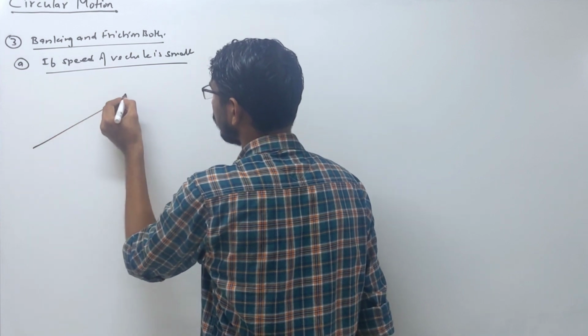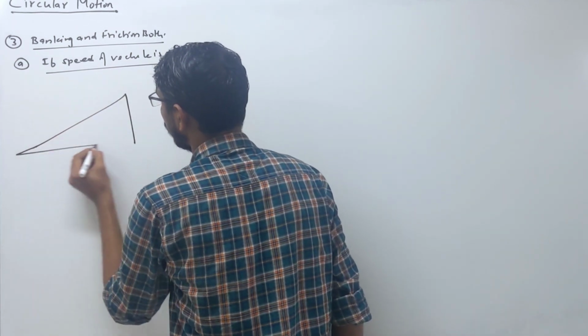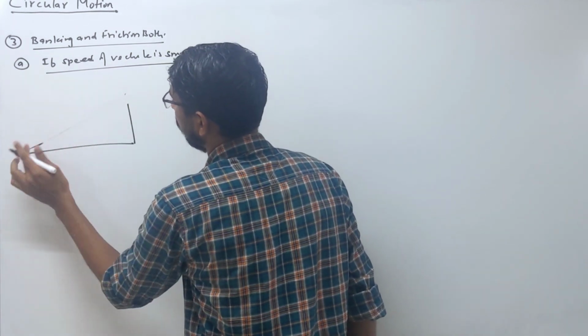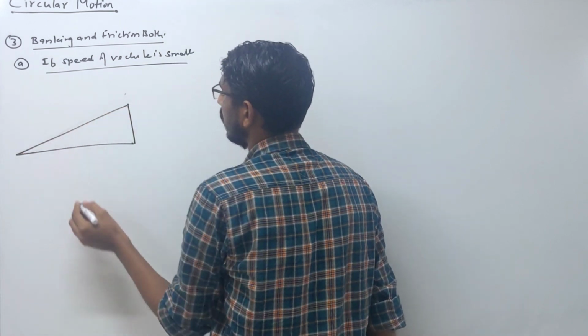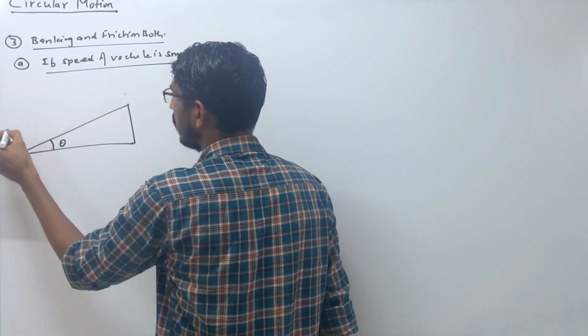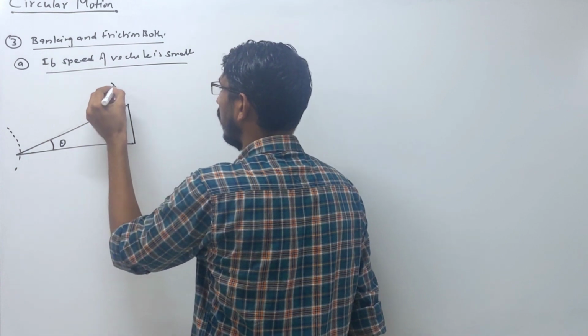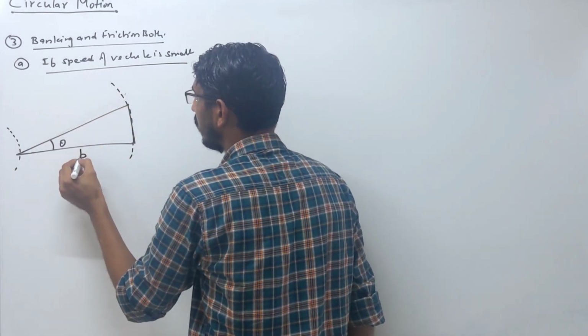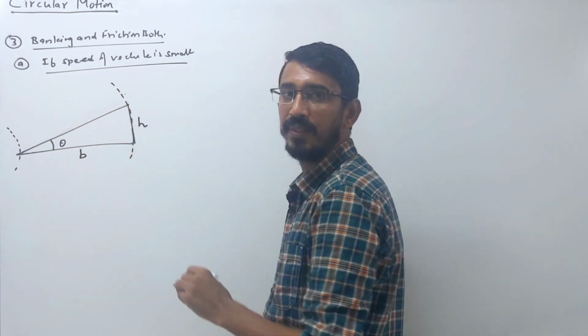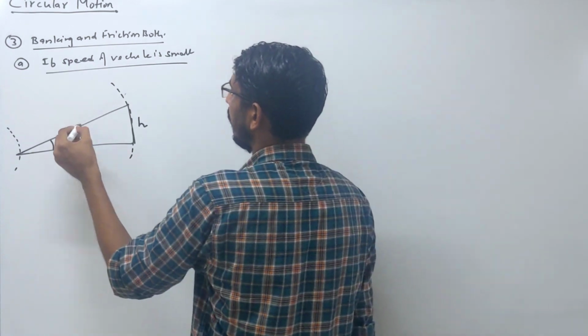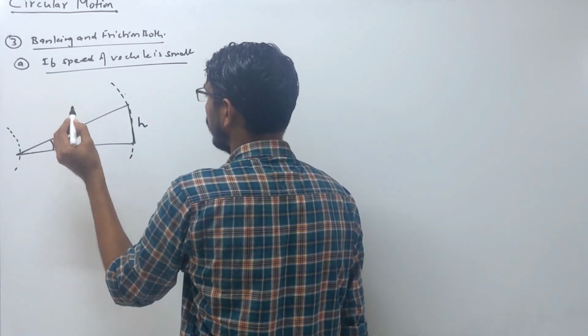This is our road, and I'm saying that here friction is also there and banking is also there, right? Both things are there. We involve both things. Okay, this is the angle theta. This was a circular road, and b is the width of the road. h is the height we are rising, right? And friction is also there. So this is a vehicle here. Then let's write the forces acting on this vehicle.